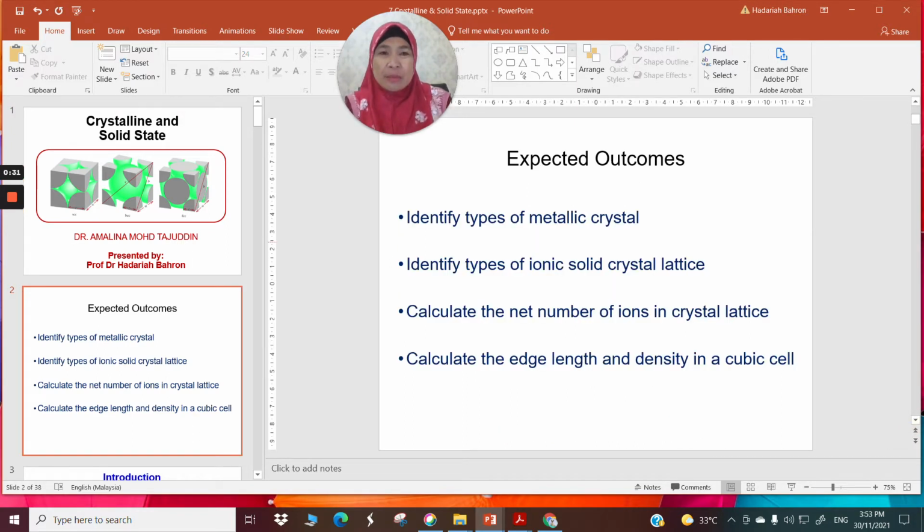So, the expected outcomes of this lecture number 10 is for my students to be able to identify the types of metallic crystals, identify the types of ionic solid crystal lattice, calculate the net number of ions or particles in a crystal lattice, and calculate the edge length and density in a cubic cell. These calculations will allow you to predict, based on the density of a particular solid, what would be the element that is in that solid.